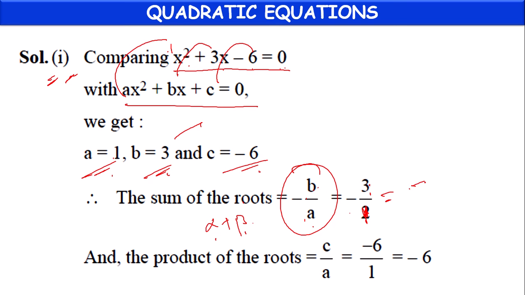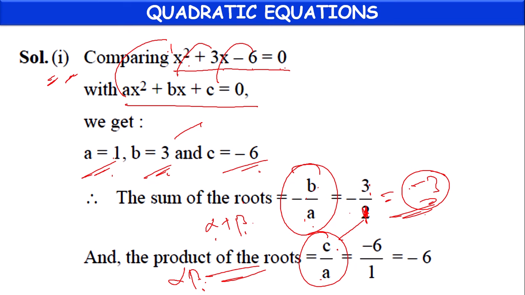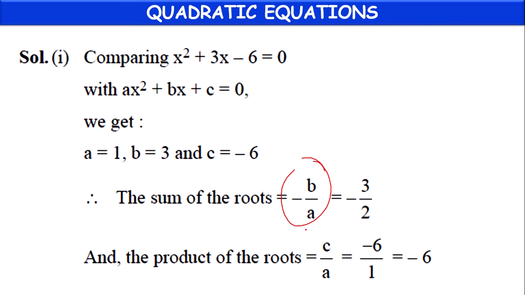So minus 3 by 1 equal to minus 3. Minus 3 is the answer. And product of the roots, alpha beta, we have the formula c by a, where c is the constant which is minus 6. A is the coefficient of x square which is 1. Minus 6 by 1 equal to minus 6. Like that, in a very easy manner we can find the sum of roots and product of the roots, but the only thing is you have to remember the formula, then only it is simple, otherwise it is difficult.